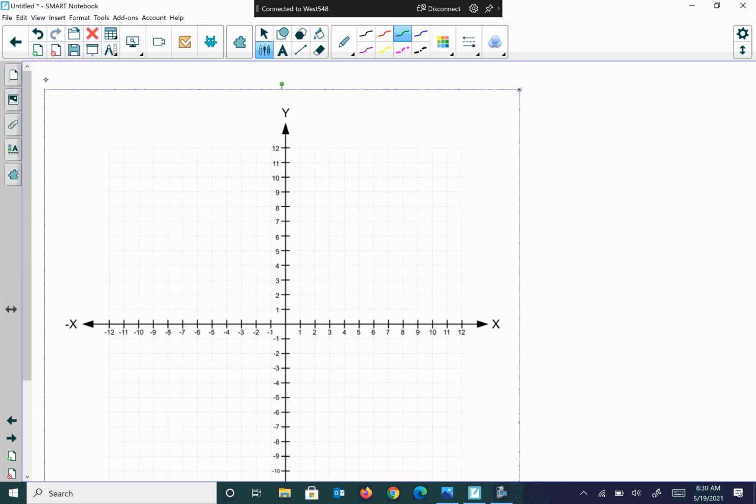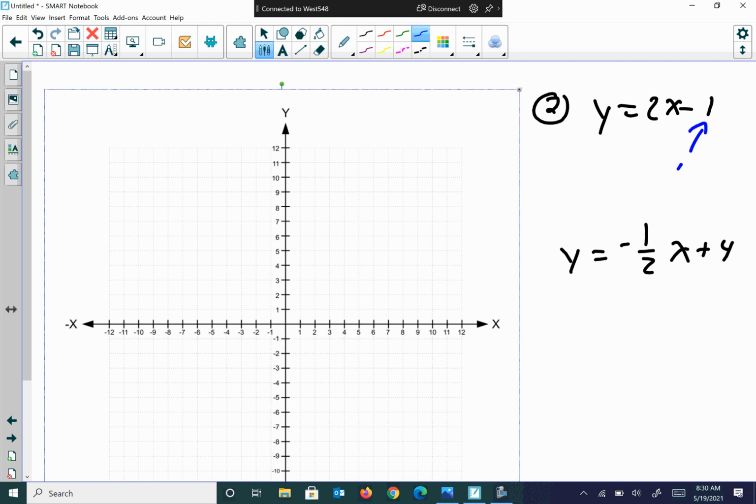Paste. Okay, good. All right, so problem number 2, we have y equals 2x minus 1, and y equals -1/2 x plus 4. So neither of these are cover method. This is 0, -1 for a y-intercept, and then I have a slope of 2 over 1. So from this point, I'm going to go up 2, right 1.